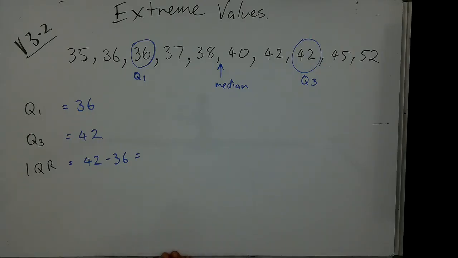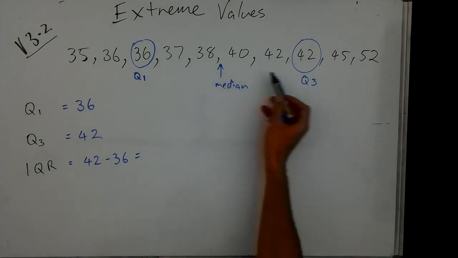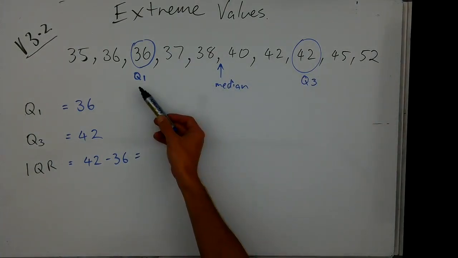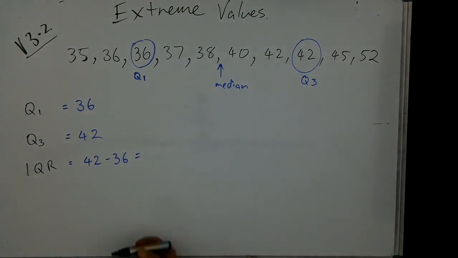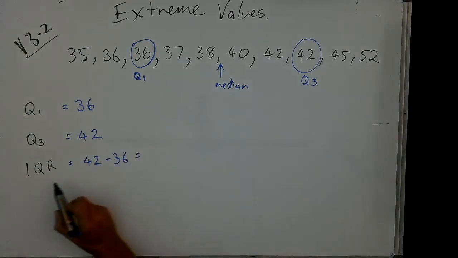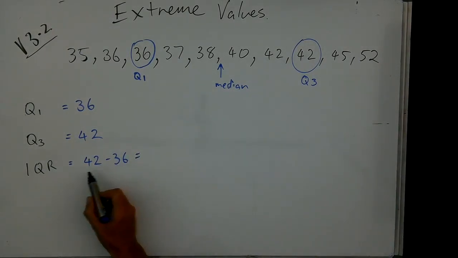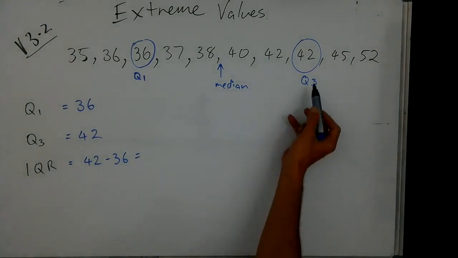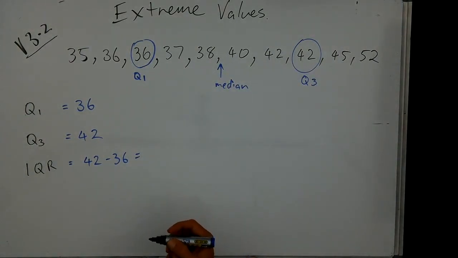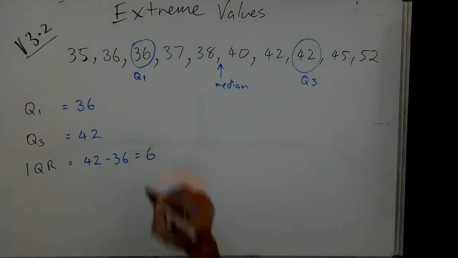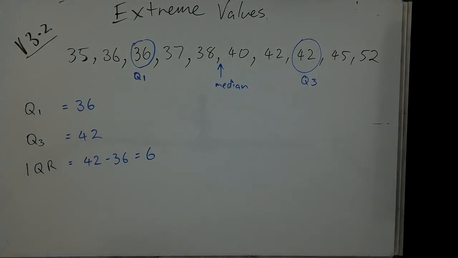Just re-recording this again, made a small calculation error the first time round. So we've got our data set, we've identified the quartiles, and the interquartile range is 42 take away 36, which is 6. And then we need to have a look and see if there's an outlier in the set.